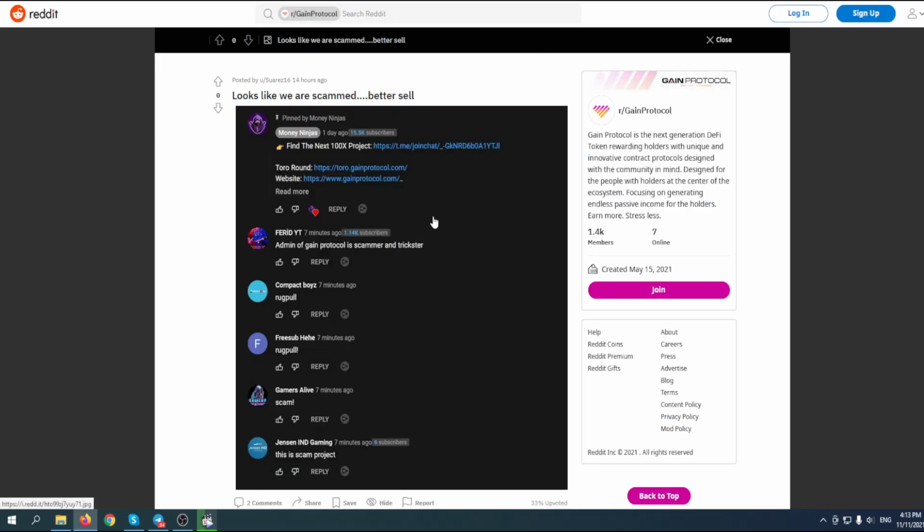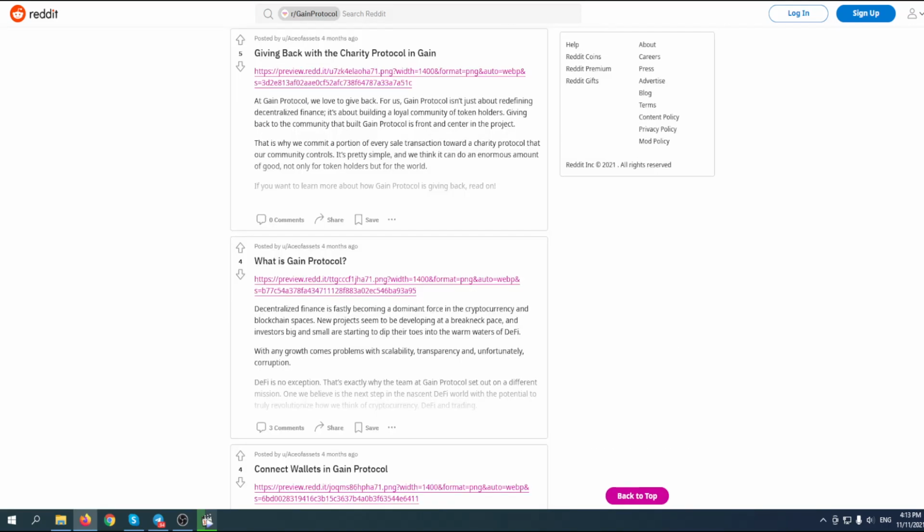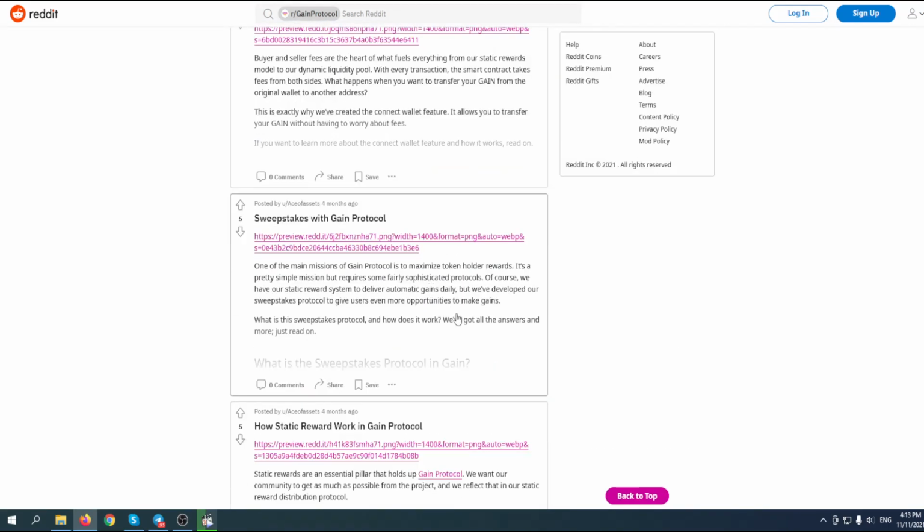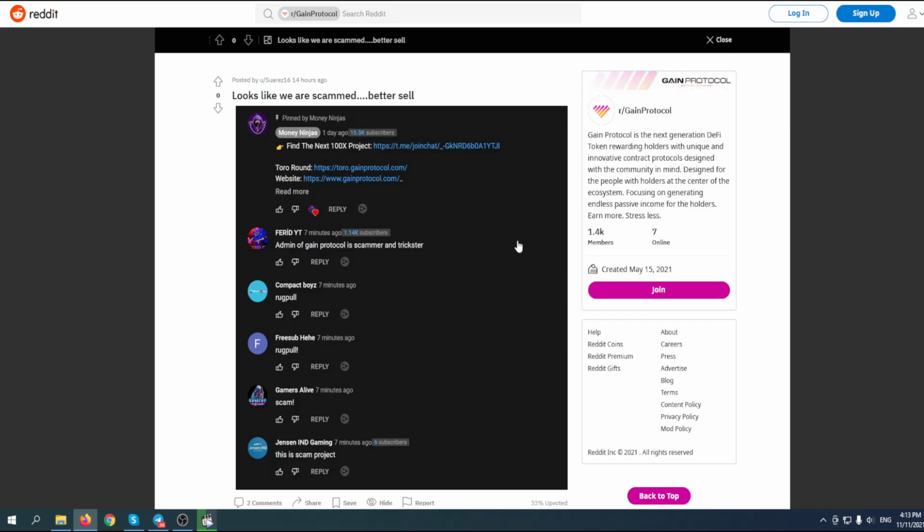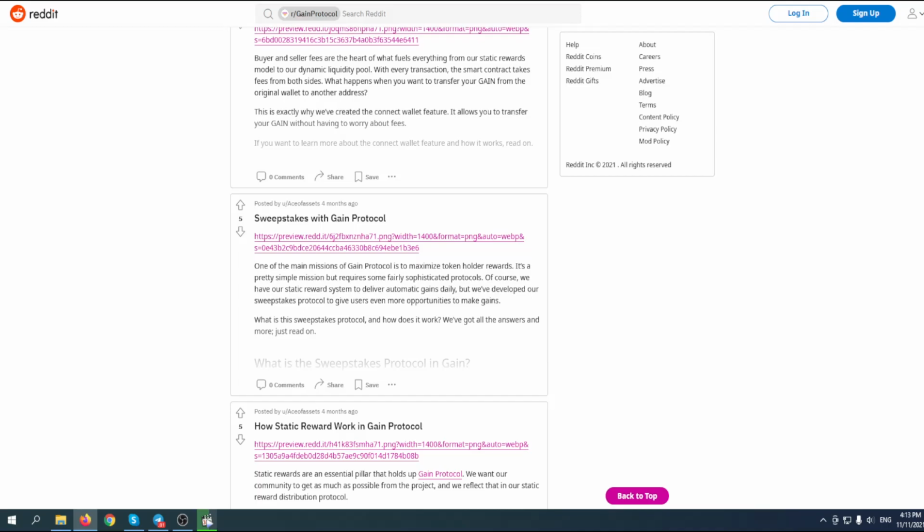But when I took a look at Reddit, I couldn't find a lot about this token, but as I can see, some people are claiming that the admin is a scammer and trickster. Some people say it's a rug pull. Well, I don't know. I don't want to play the blame game and accuse anyone without actual proof, so I wouldn't go that far. But some things are kind of suspicious here.